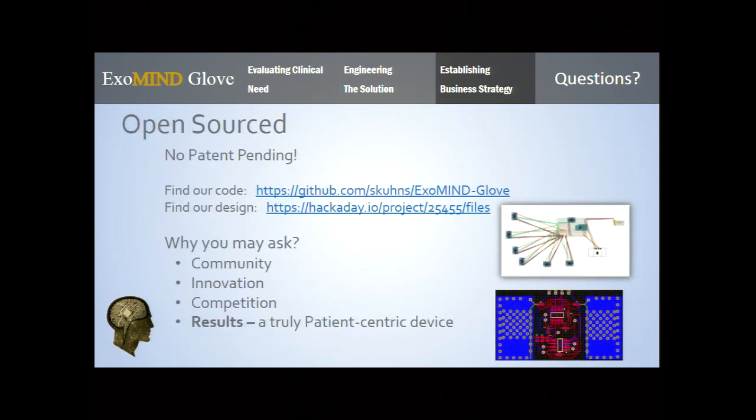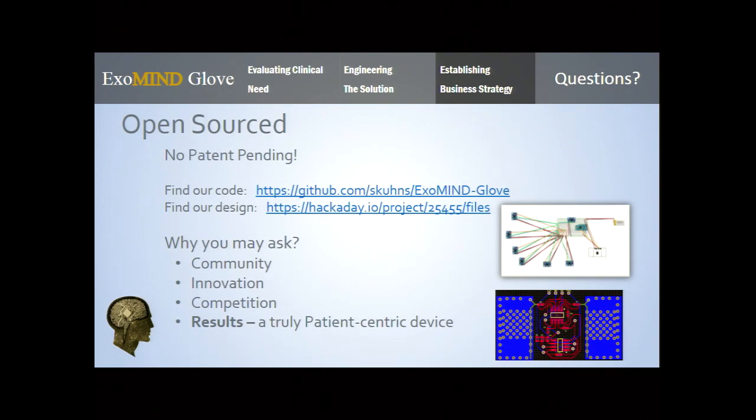Now, everything we've presented up to this point has been completely open source. We have no patent pending, and you can even find our code on GitHub, and you can find our designs on hackaday.io. Now, why, you may ask? Because we believe that one solution isn't the only solution to a problem. We want to create a sense of community, innovation, and competition so that hopefully others will follow in our path and create an even better design.